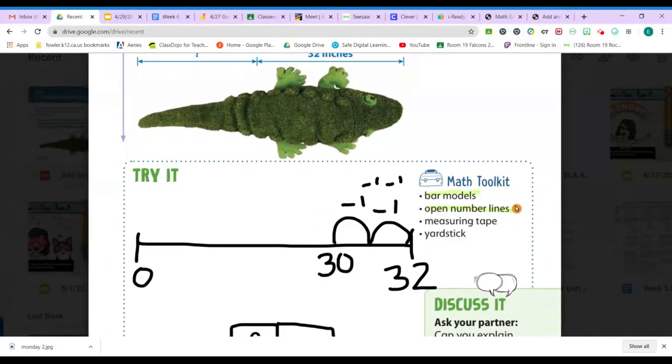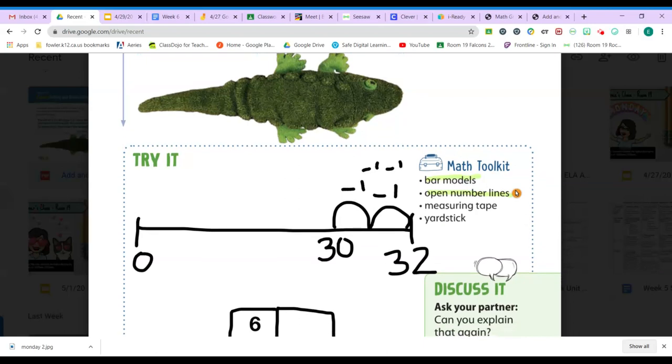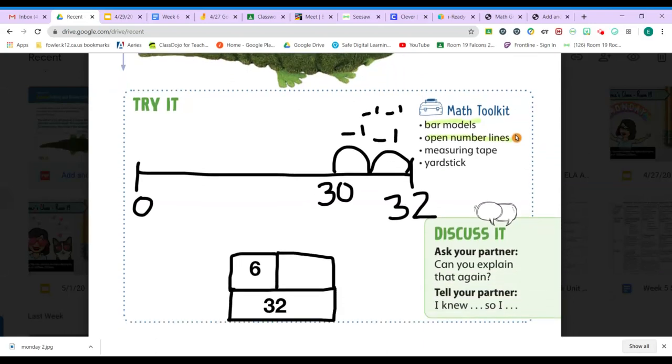I want you to pause this video after I explain my try, and I want you to try this problem like we would in class. So let's look here. Toolkit, you can use bar models. We've been using part whole. That's bar model. Open number line. I want to focus on those.